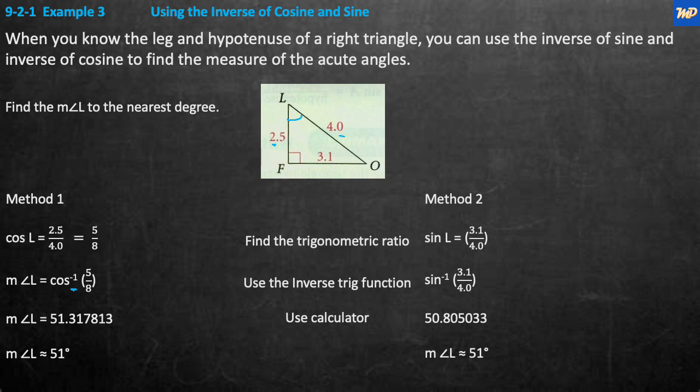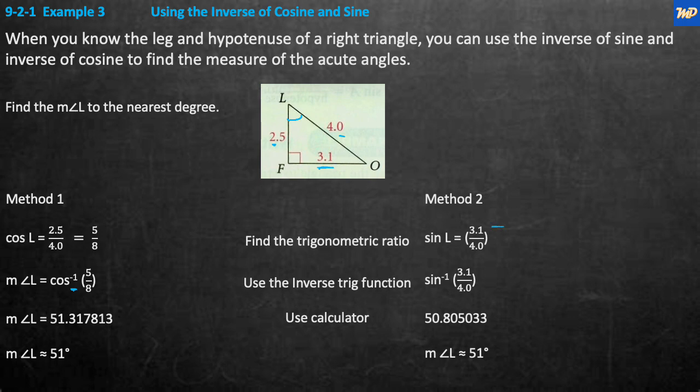Now we can do the same thing with method 2. In this case, we're going to use the sine. That's the other method. So find the trigonometric ratio. Sine of angle L is equal to 31. Here's the 31. Angle L is here. The side opposite is 31. And that's divided by 40.